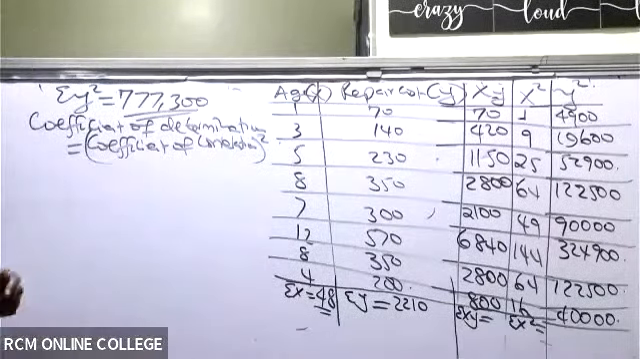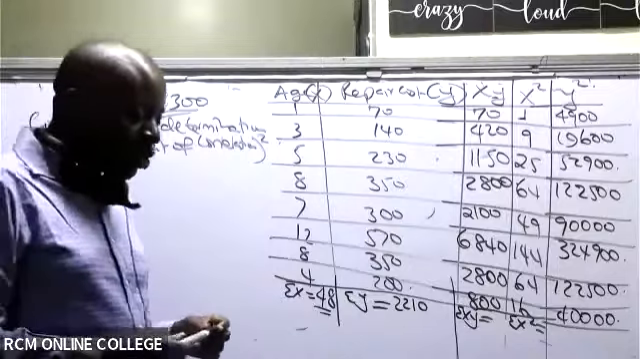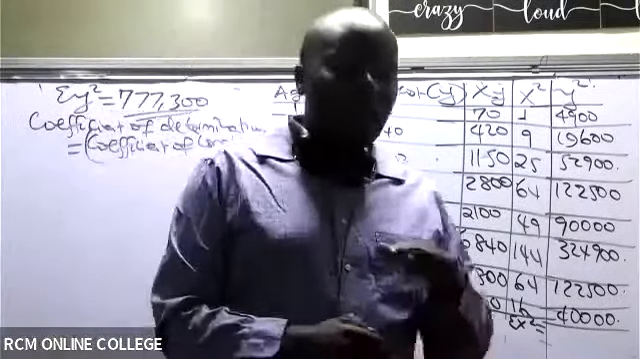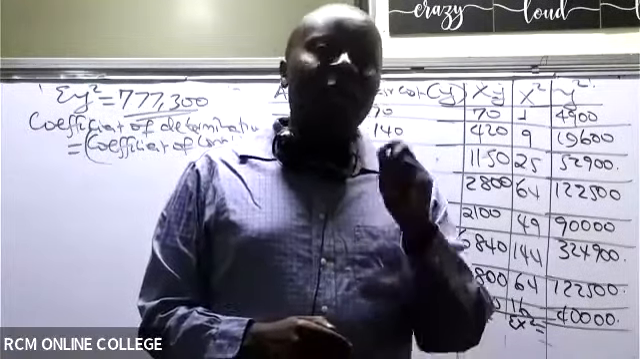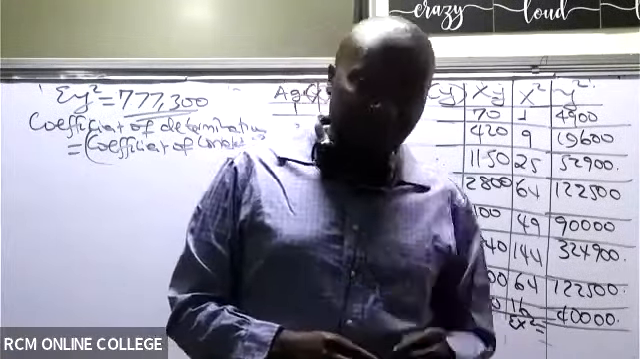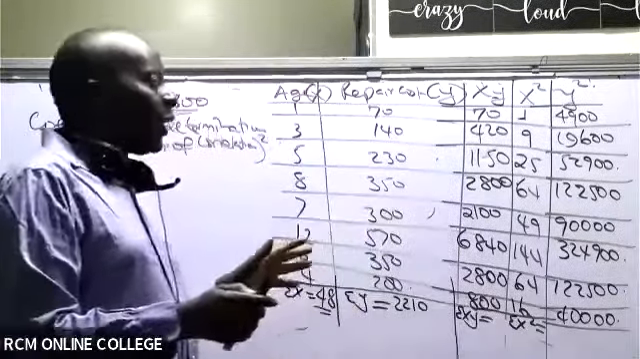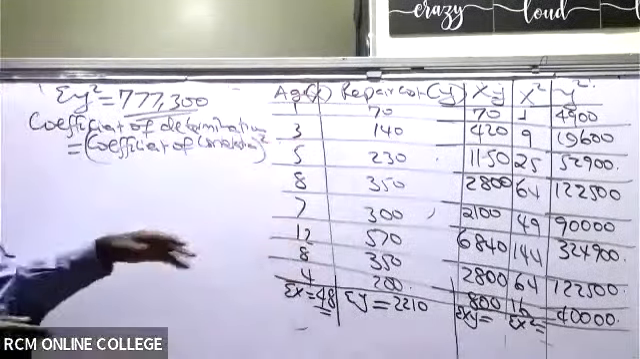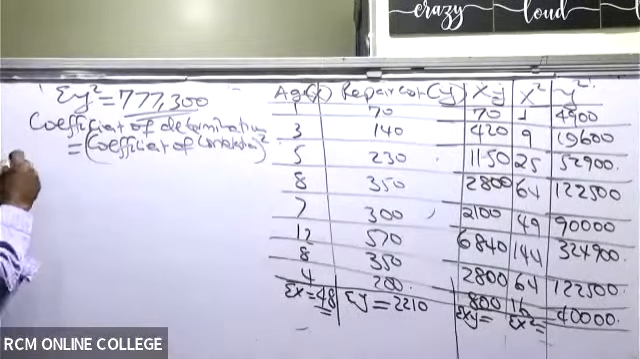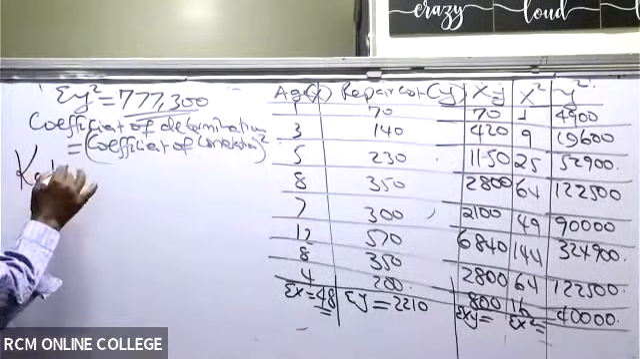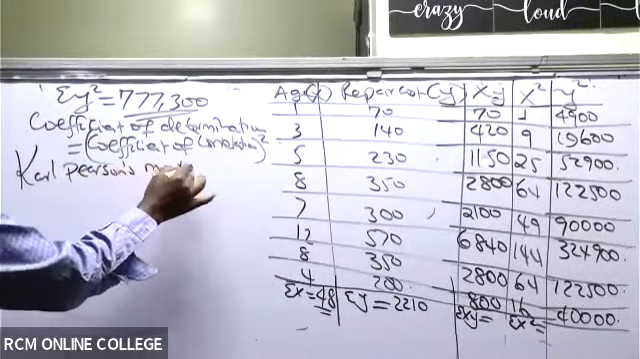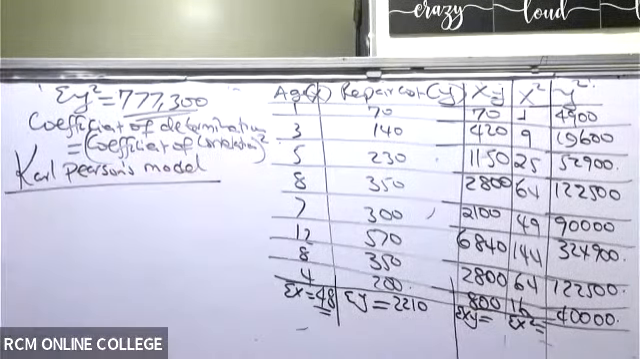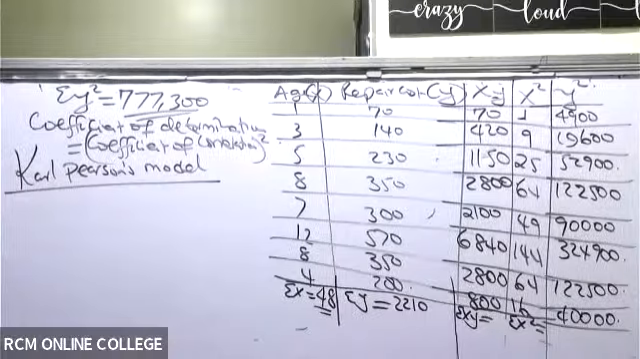Then remember, yesterday I told you that we have got two models of getting the coefficient of correlation. We have what we call the ranks model, and then we have the Karl Pearson's model. For quantitative variables, like these, we shall use the Karl Pearson's model. So how do I get the Karl Pearson's model?